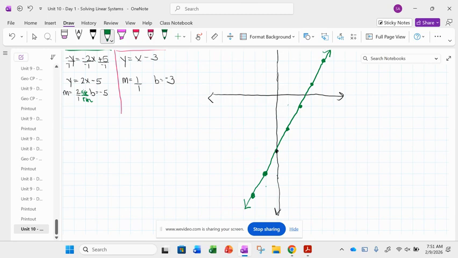So the other line, my y-intercept is -3, so I'm going down 3 on the y-axis. And now my slope, which is my rise over my run, is going to be up 1, right 1, up 1, right 1, up 1, right 1, and then down 1, left 1, down 1, left 1. And then we connect with a line.